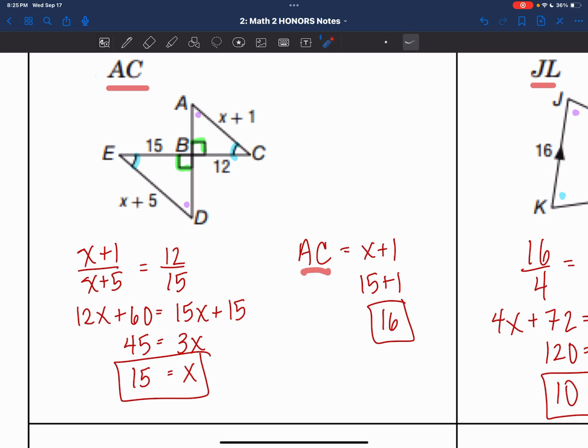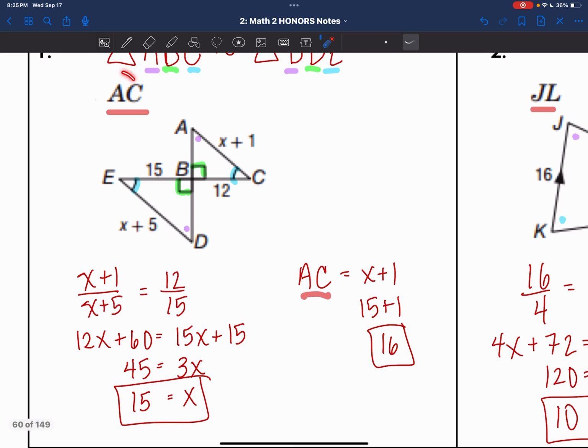All right, so you're going to cross multiply. And remember, it's all of this times 12. And then all of this times 15. So when you get it, you'll get here and you'll get here. All right, solve for x, and you have x equals 15. So now that I know x is 15, substitute it into here, but we're looking for side AC. So we're going to put 15 plus 1, which is what we're looking for, which is 16.